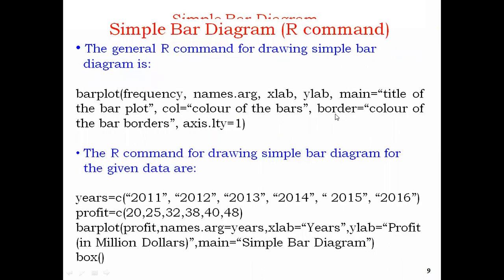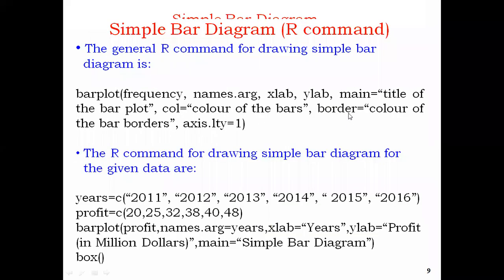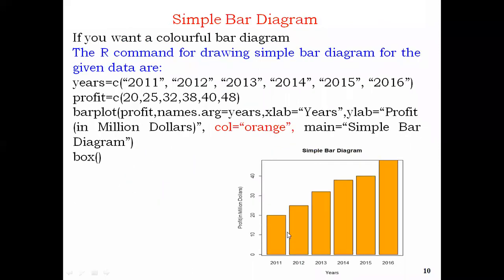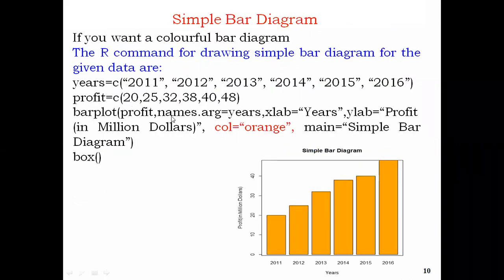And here you see, if we write border, that means border equal to color of the bar borders, then the border color of the bars will also come. So when you want a colorful bar diagram, we can change it like this. Nothing else. With the help of your general command, just add color of the bars, and if you need the border color, then just add border equal to color of the bar borders. So this is simple. I think all of you understood up to this.